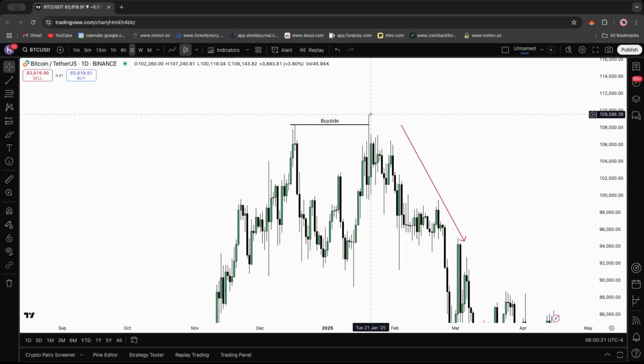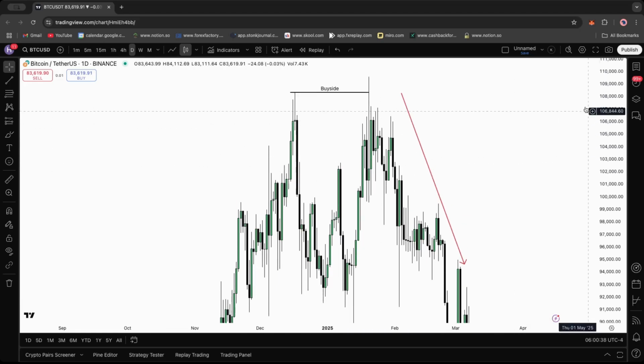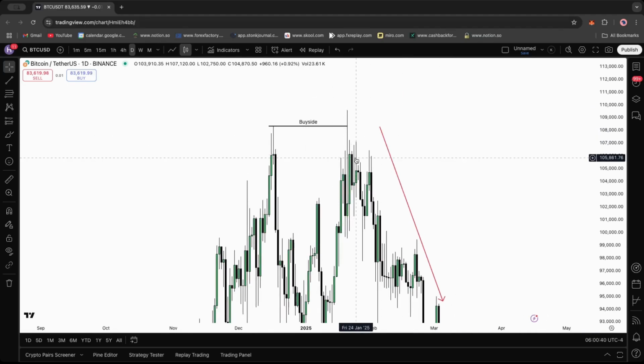Price came up here, even though we did go above it, there is this rejection, so there is clearly no intention to end up going higher. So we came up here, failed to close.